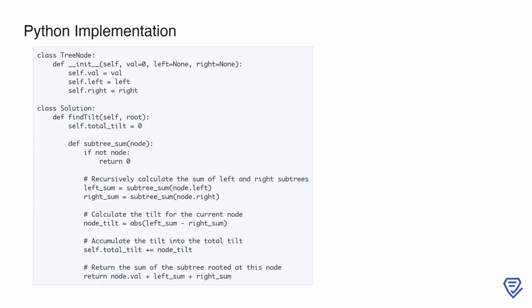Once we have the sums of the left and right subtrees, we compute the tilt for the current node by taking the absolute difference between these two sums. This tilt is then added to the total_tilt variable to keep track of the cumulative tilt of the entire tree. Finally, the function returns the sum of values for the subtree rooted at the current node, which is the node's value plus the left and right subtree sums.